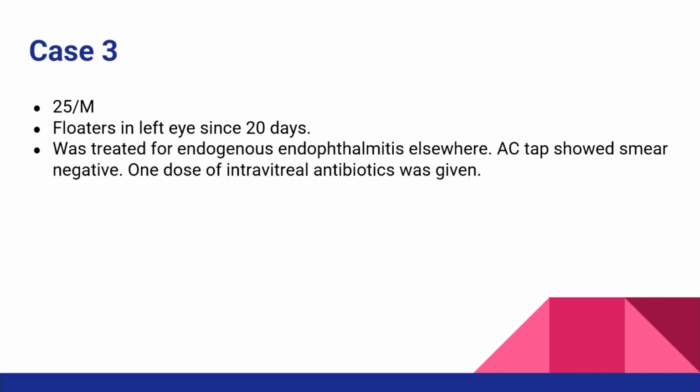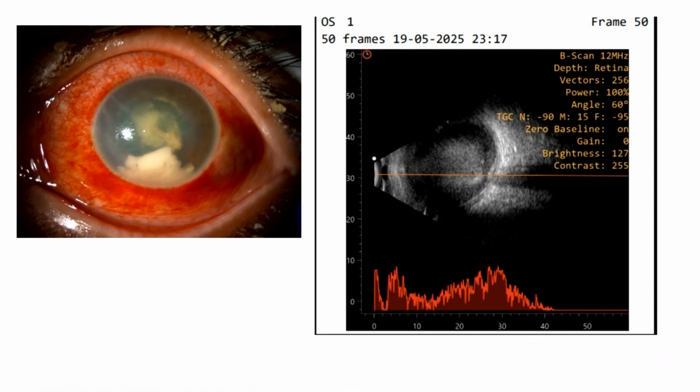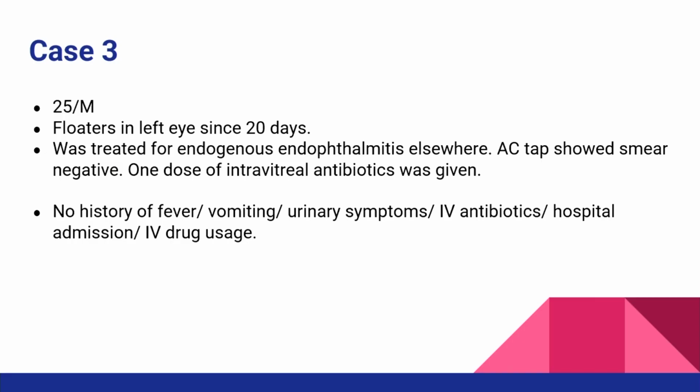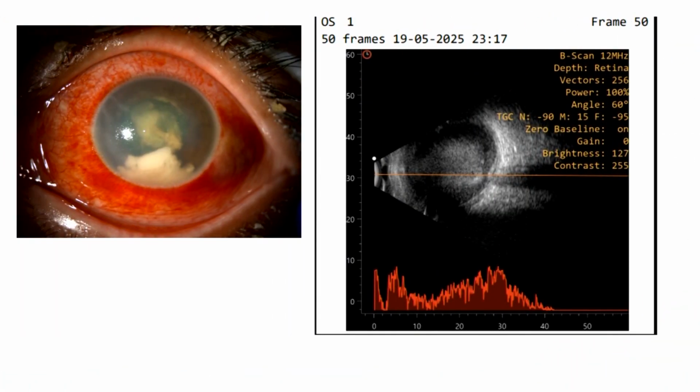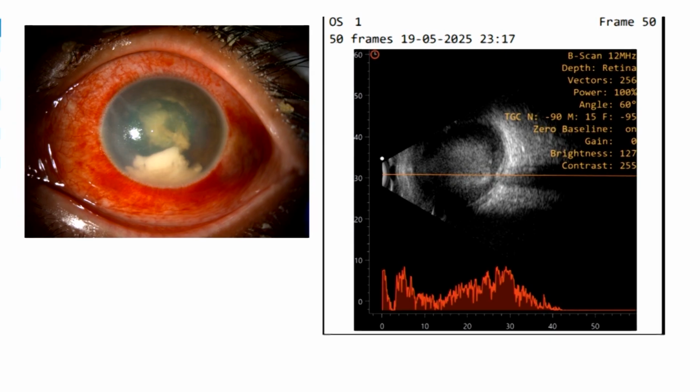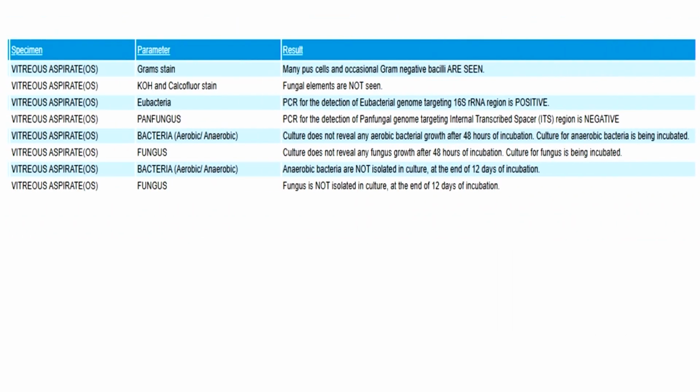Coming on to a case, he was a 25-year-old male patient, presented with complaints of floaters since 20 days. He was treated elsewhere first as panuveitis and then diagnosed as endogenous endophthalmitis, underwent an AC tap which was smear negative, and 1 dose of intravitreal antibiotics was given. There was no history of fever, vomiting, urinary symptoms, IV antibiotics or IV drug usage. On presentation, there was corneal edema along with a thick hypopyon in the anterior chamber with a fibrin membrane in the pupillary area. The ultrasound shows the vitreous is full of exudates which are moderately reflective. The retina was attached. He was planned for lensectomy along with vitrectomy.